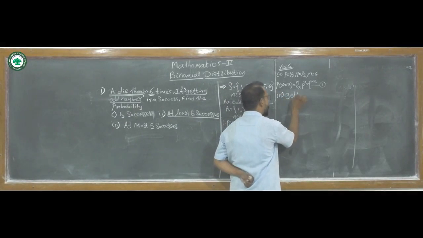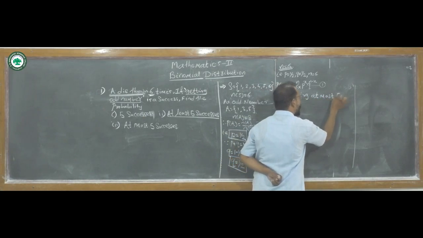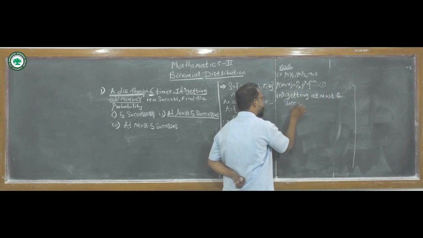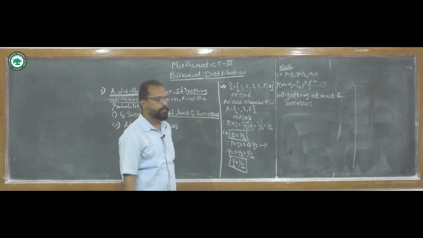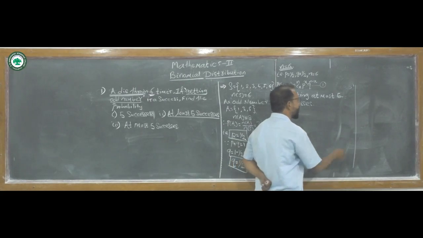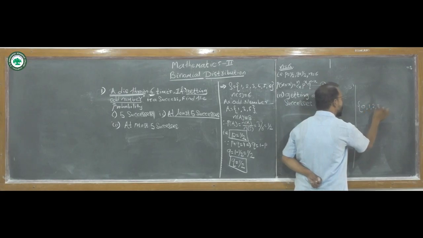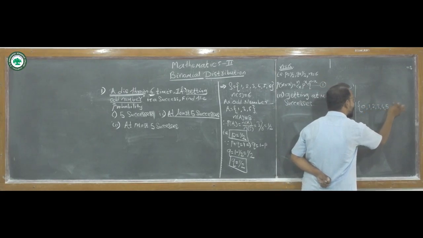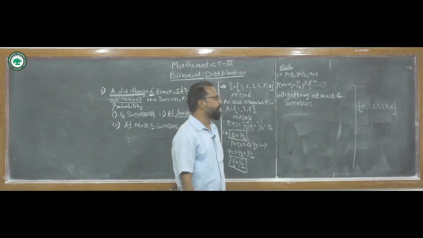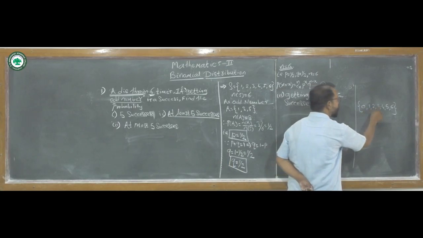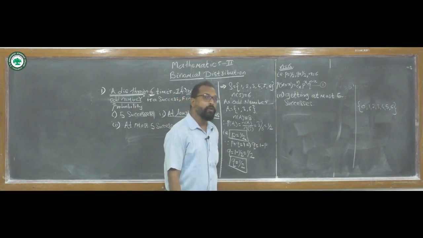Now the third case, that is getting at most 5 successes. To find the probability of getting at most 5 successes, remember one thing: the values of x, that is the number of successes, are 0, 1, 2, 3, 4, 5 or 6. Since we tossed the coin 6 times, the only possible values of x are 0, 1, 2, 3, 4, 5 and 6. This is indirectly the sample space for the value of x.